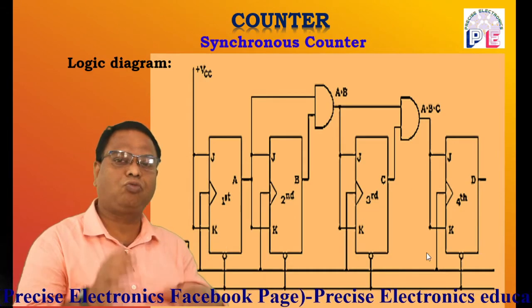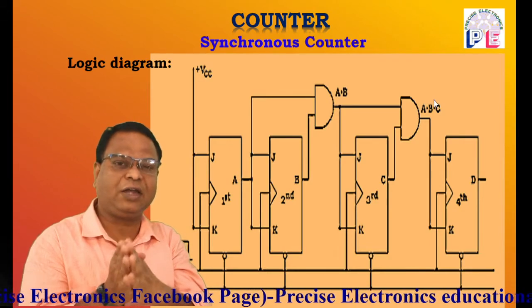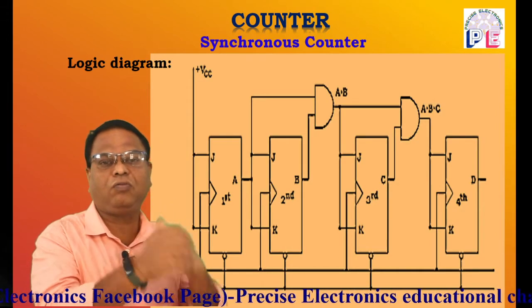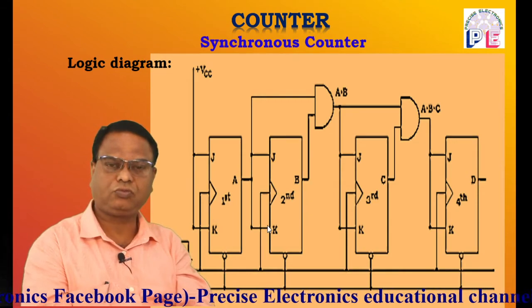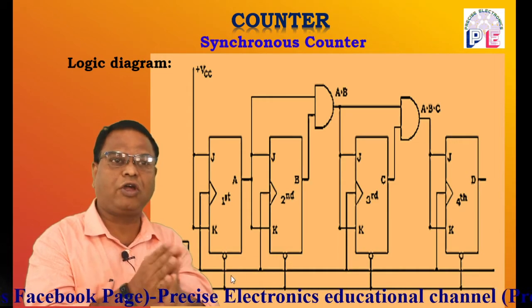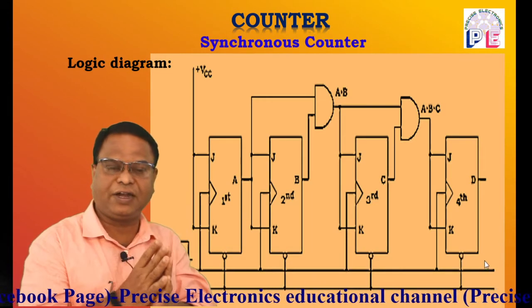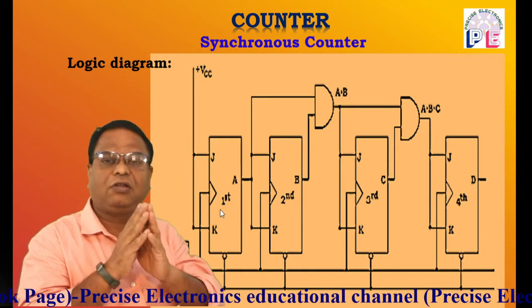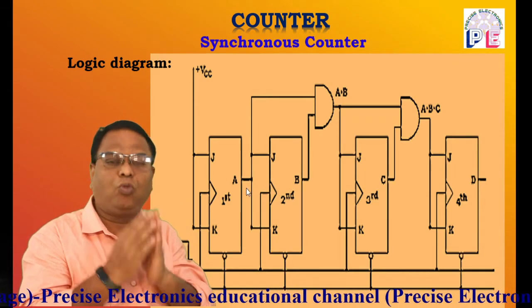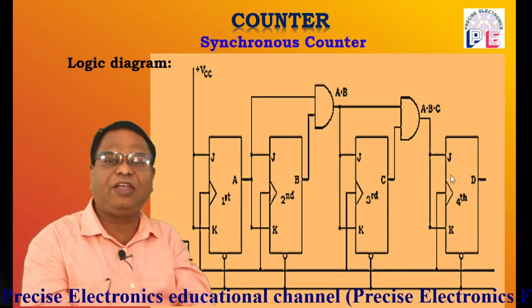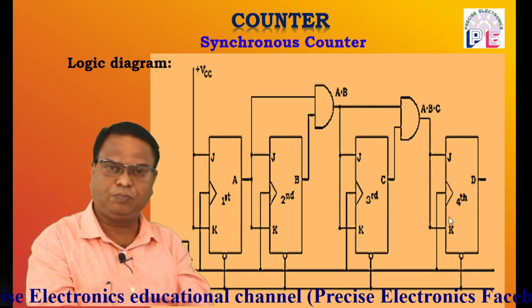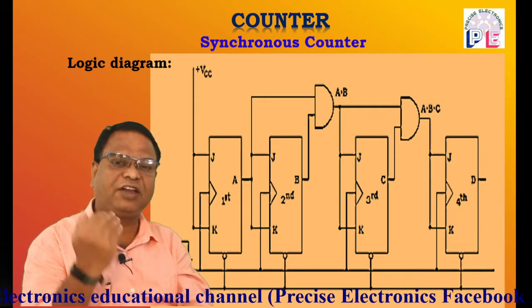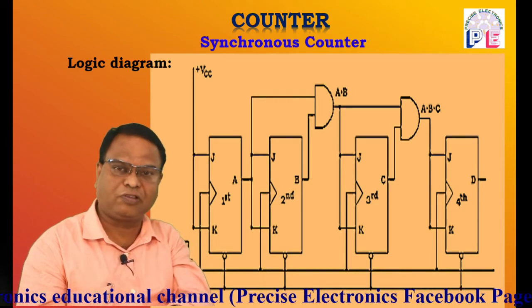So that means the output of previous flip-flops are connected to J and K input of the next flip-flops. In this case, the clock input is applied to all flip-flops at a time, and in this case, bubble is missing, so obviously it is positive edge trigger JK flip-flop. So transition of state occurs at the positive edge of input clock pulse.